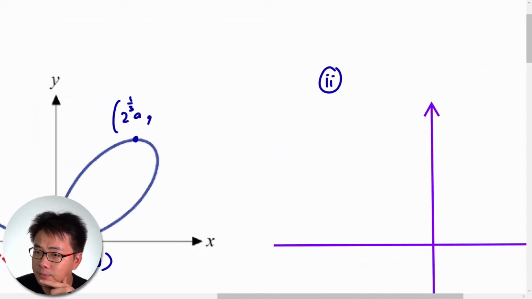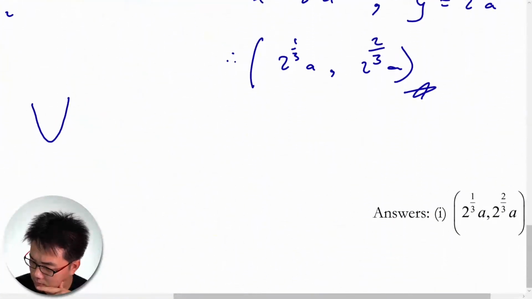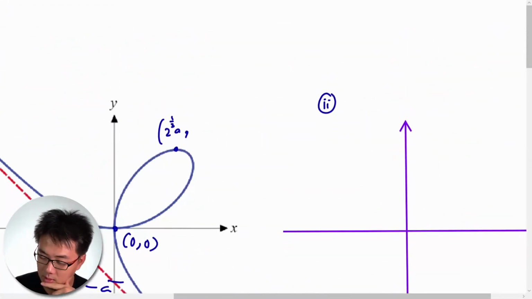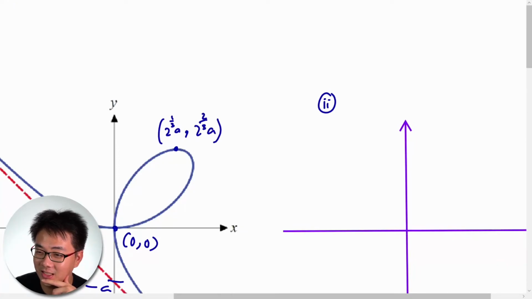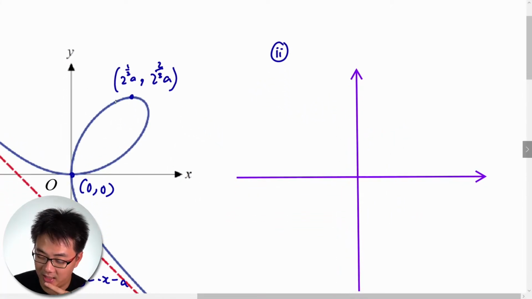And what is it? 2/3 a. Okay, let me check. Okay, great. So this is what you get. This is the maximum point. This is 0. Okay, great.